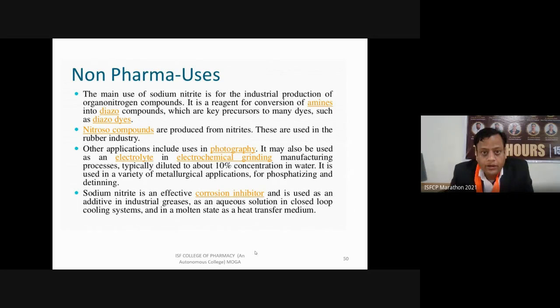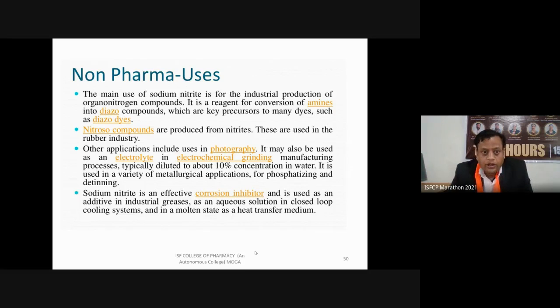Further non-pharmaceutical use: the main use of sodium nitrite is for industrial production of organonitrogen compounds. So organonitrogen compounds can be produced using sodium nitrite. It is a reagent for conversion of amides into diazo compounds. So diazo compounds can be prepared using sodium nitrite. Diazo compounds contain N2 groups, nitrogen triple bond nitrogen groups, which are the key precursor to many dyes such as azo dyes. So these diazo compounds are used in the preparation of different dyes.